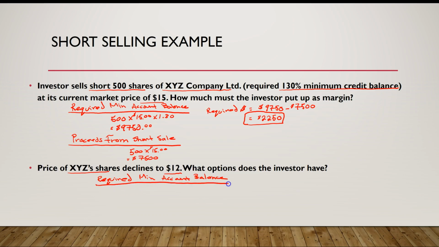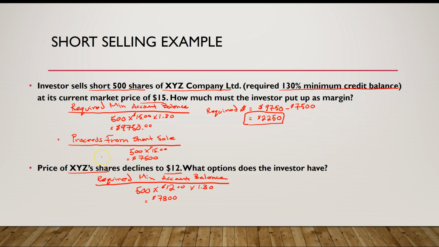Okay, so the new required minimum account balance. Here we would take 500 shares. Now we would multiply not by 15, now we're going to multiply by $12. And then we're going to multiply this by 130%. This is, again, not going to change in our example. Now the minimum account balance required is $7,800. Okay, that's good.